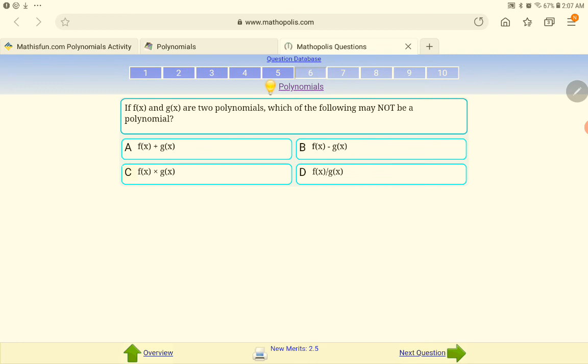If f of x and g of x are two polynomials, which of the following may not be a polynomial? So remember we said that it's closed under addition, subtraction, and multiplication. If I do those three operations, I'll get another, a third polynomial. But if I divide them, then if there is a variable in g, then I don't have a polynomial anymore. So division, the quotient may not be a polynomial.